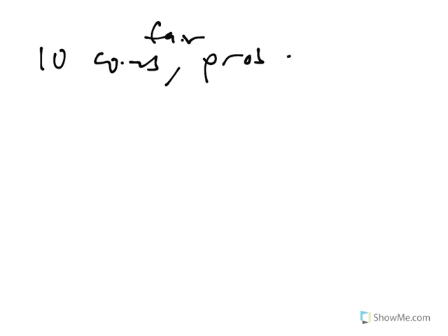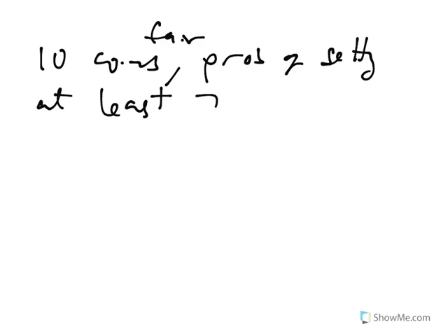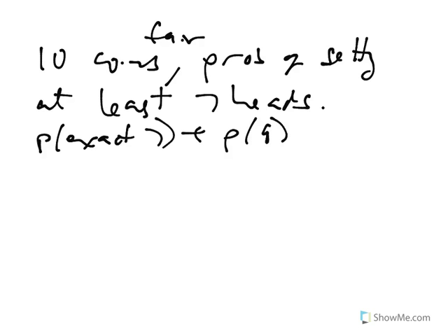Sometimes instead of asking what's the probability of getting exactly this many successes, they'll say, so now I have 10 coins. What's the probability? They'll make fair coins. What's the probability of getting at least 7 heads? So for this one, it's actually 4 questions in one. It's probability of getting exactly 7 or 8 or 9 or 10. You have to add those 4 things together.